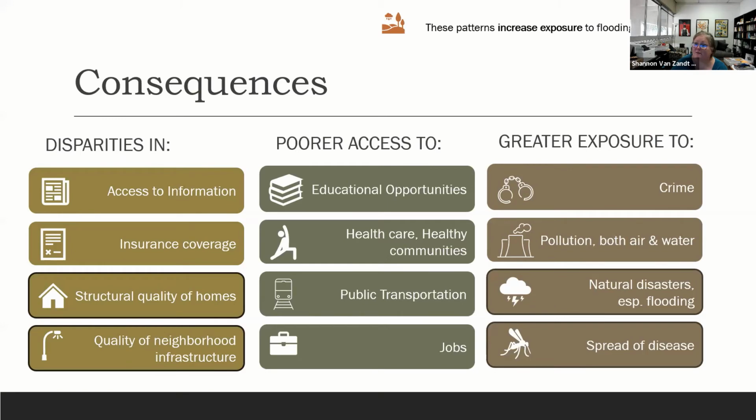African-American homeowners have fewer resources and are more likely to live in older homes that are not properly maintained. There are also disparities in the quality of neighborhood infrastructure. It keeps people from access to good things, but also exposes them to more negative things. Certainly crime is one of the things I was looking at early in my career, but now I focus more on things related to hazards and disasters, including pollution in both air and water, which is a huge problem in Houston.